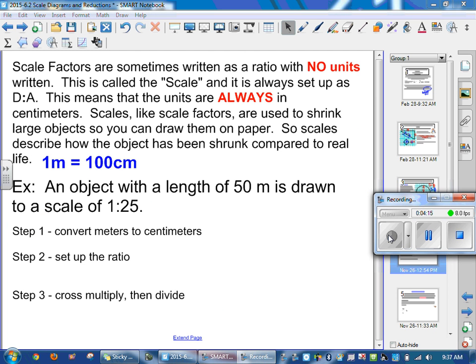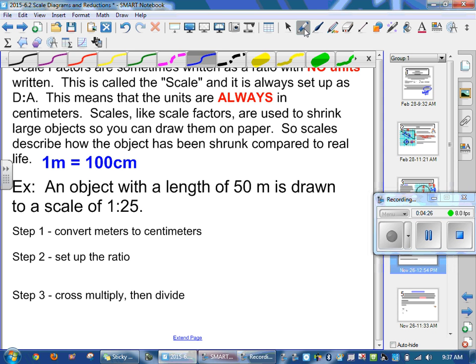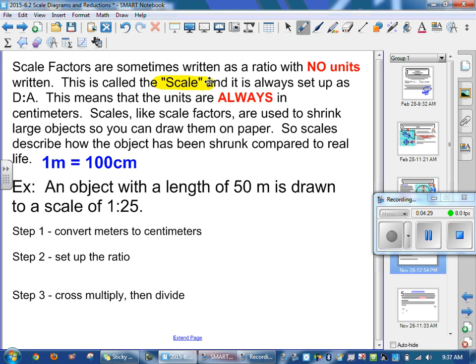Now it's talking about scale factors being sometimes written as a ratio with no units. If it's written as a ratio with no units, this is actually called the scale. And scales are always set up as D to A, always. Well, that's like our fraction. All they've done is they've turned their fraction over. Because our fraction is D over A. All they've done is they've kind of kicked it over that way and got D, A, and they turned the line into 2 dots. That's all they've done. It means the exact same thing.